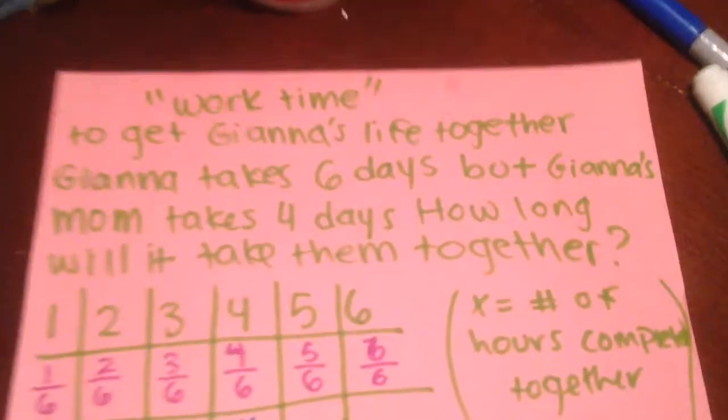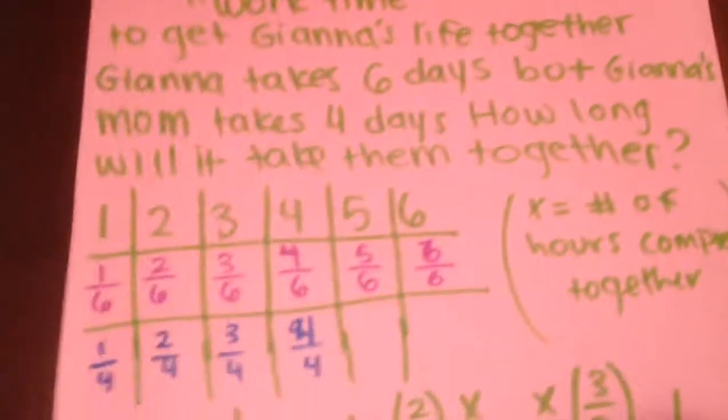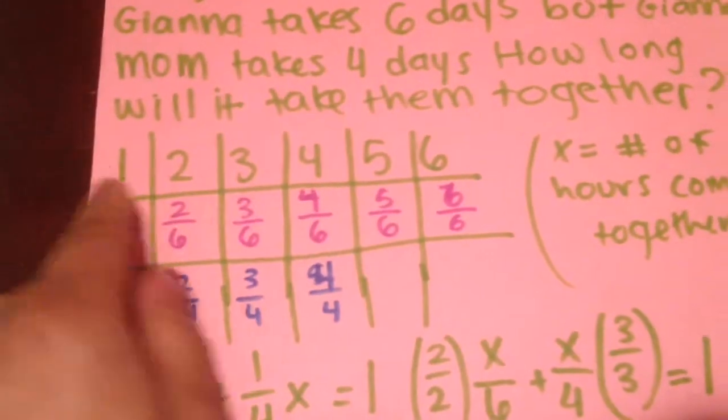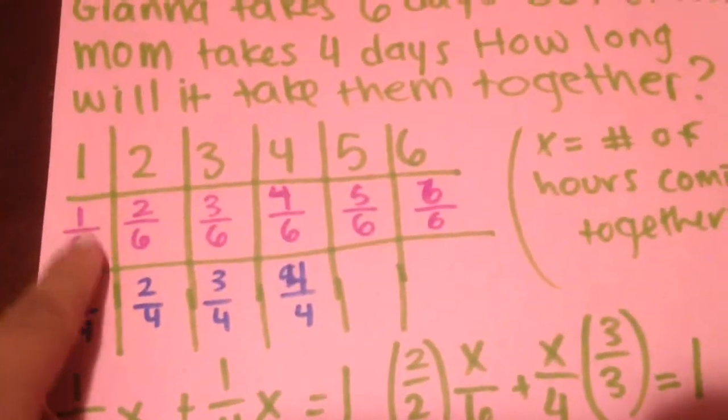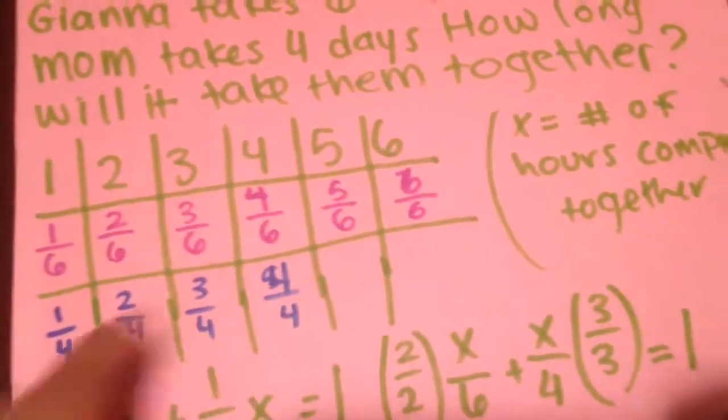Okay, so to get Gianna's life together, Gianna takes 6 days. But Gianna's mom takes 4 days. How long will it take them together? Here, for each day, 1 to 6, 2 to 6. 1 day, 2 days out of this is this. Same thing with the mom.